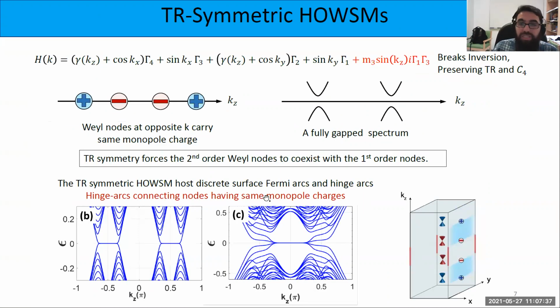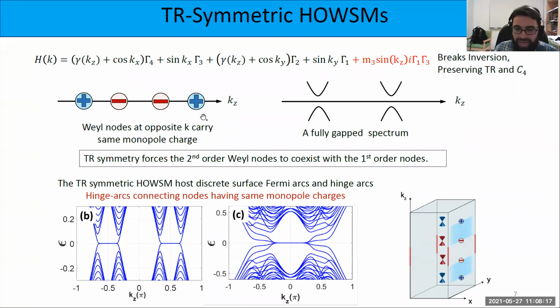Now, this was the inversion symmetric case. How about the time reversal symmetric one? I can start to add another k-dependent perturbation here. And instead of breaking time reversal, now I'm breaking inversion symmetry, but I still keep C4 symmetry. So the very first consequence of time reversal symmetry is that the Weyl nodes at opposite k carry the same monopole charges. So now the configuration of the charges is different. And another thing is that the minimal number of the nodes in the Weyl phase is always 4, as opposed to the inversion symmetric case.